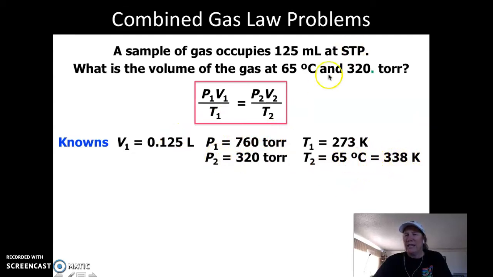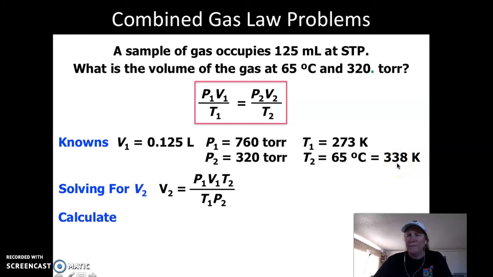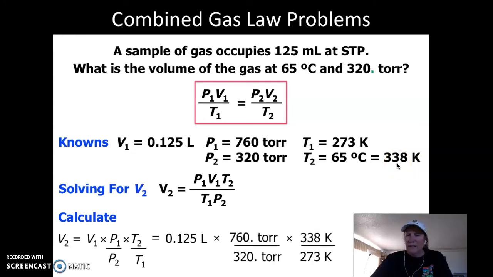If it's at STP, it's either 1 atmosphere or 760 torr, they equal each other, and the temperature is 273. Here we figured our temperature: we took 65 plus 273. So we've got all our numbers, and we just plug them in. The answer is 0.368 liters. Again, it's just taking your formula and manipulating it until you get the variable that you're looking for.